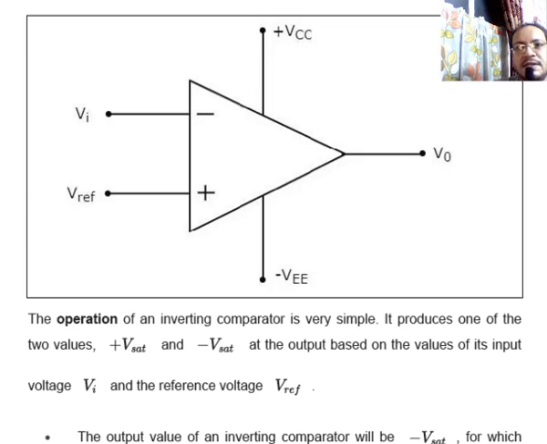So this is the circuit diagram. It is clearly visible that this is the input voltage at the inverting terminal, and this is the reference voltage applied in the non-inverting terminal, and here you will get the output.